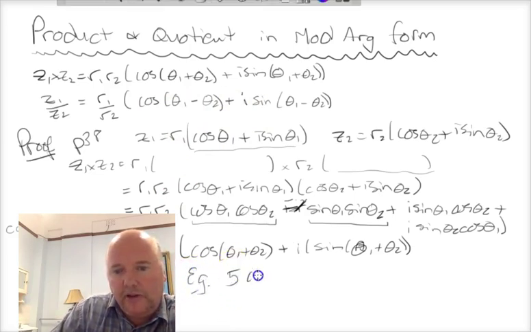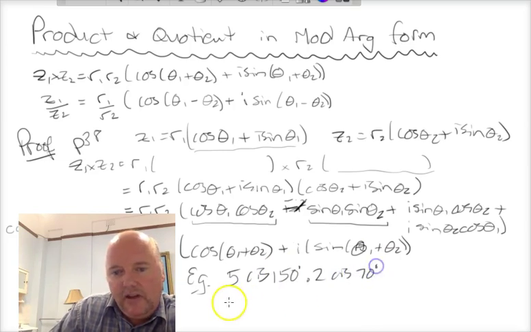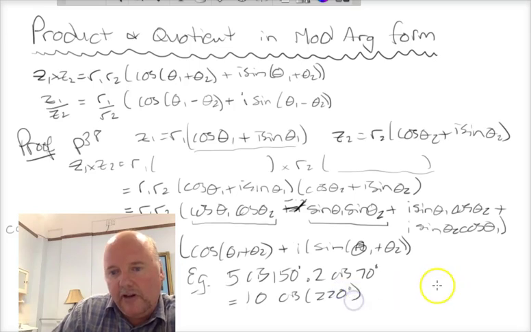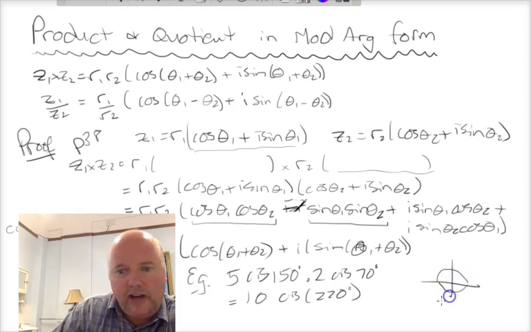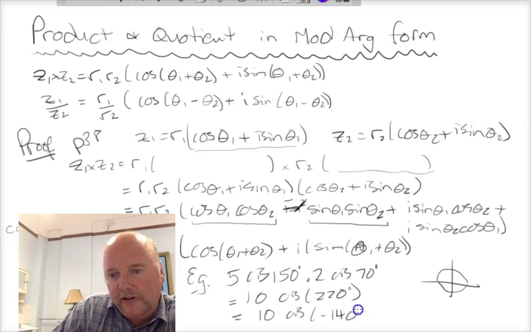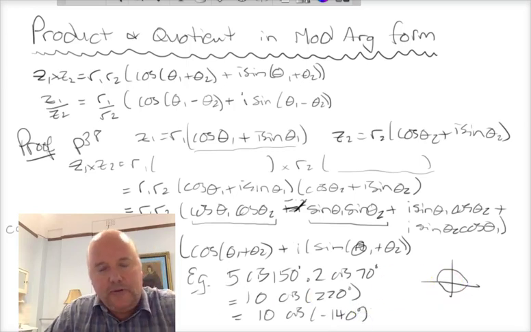So let's say we want to multiply 5 cis 150 degrees, so it's written in cis form, which is mod arg form, by 2 cis 70. Because it's in mod arg form, we can multiply the moduluses together. So this is 10, and because it's a product, we can add their two arguments, so we get cis of 220. Now remember, this argument has to be between positive 180 and negative 180. So I just need to change 220 into minus 140 degrees. So we write 10 cis minus 140 degrees. Then you've multiplied two complex numbers in mod arg form.